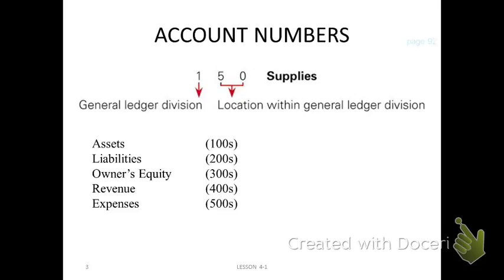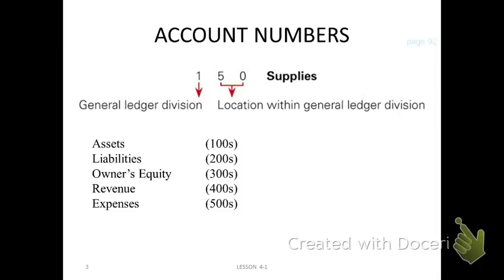So the first number of every account number refers to the ledger division. In other words, if it's an asset, it begins with the number 1. If it's a liability, it should begin with the number 2, and so on, as you can see on the list below. The second two numbers refer to the location within the ledger, the general ledger division. In other words, the order that these account titles are in.